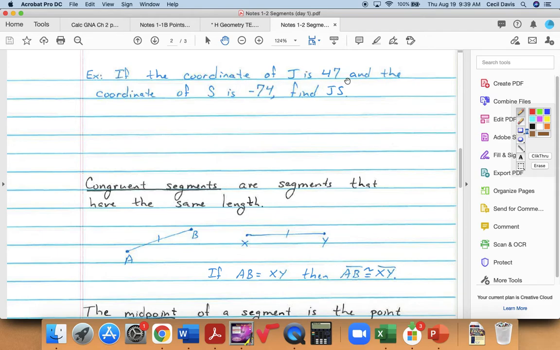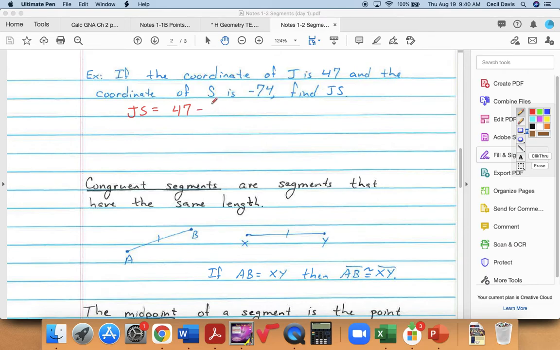If the coordinate of J is 47 and the coordinate of S is -74, find the length of segment JS. When you see this with no symbol above it, it means the length of that segment. So the length of segment JS, or the distance from J to S, we're going to take the greater coordinate, 47, minus the lesser coordinate, -74. So that's going to be 47 plus 74.